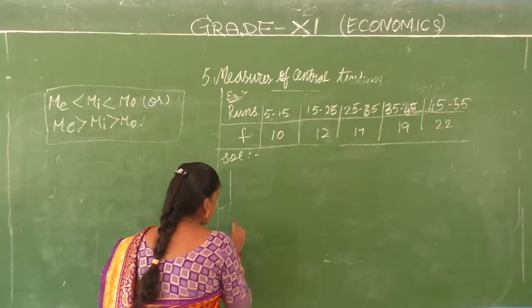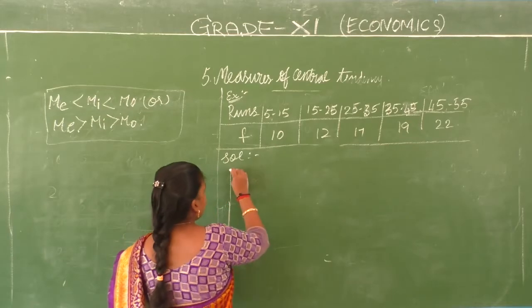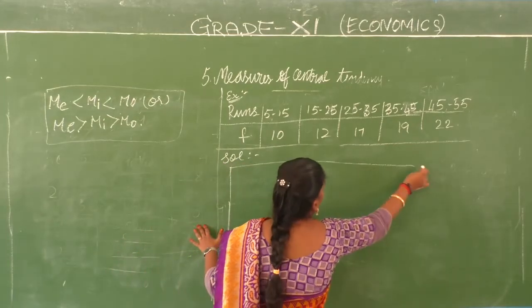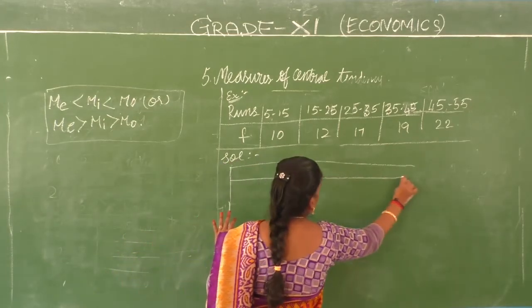So first, what do you have to prepare, children? You need to have your table, because you need your mid values and all, right?